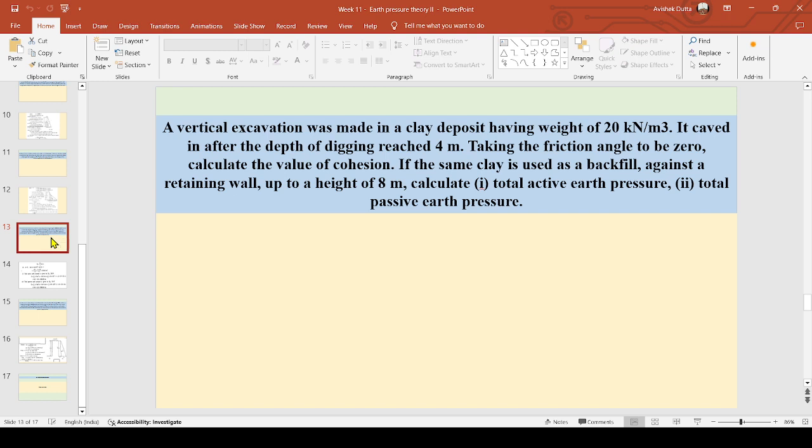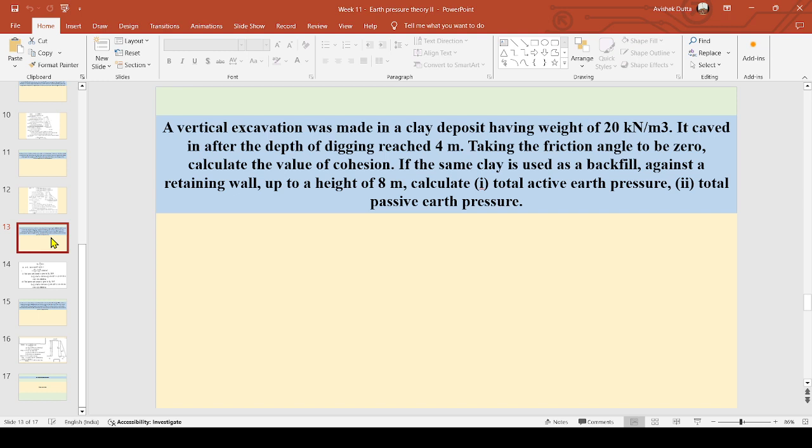Suppose there are two locations A and B. In location A there is a clay which, after excavation up to a depth of 4 meter, caved in; it crumbled or cracks formed. Now I am taking the same soil in location B and placing it as a backfill against a retaining wall which has a height of 8 meters.